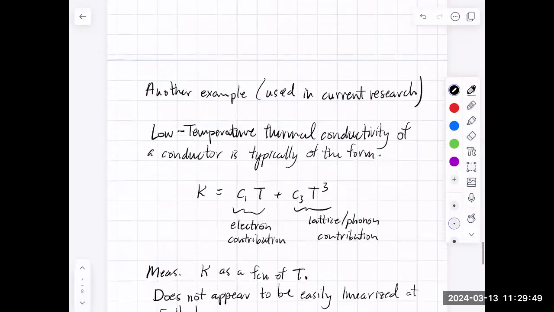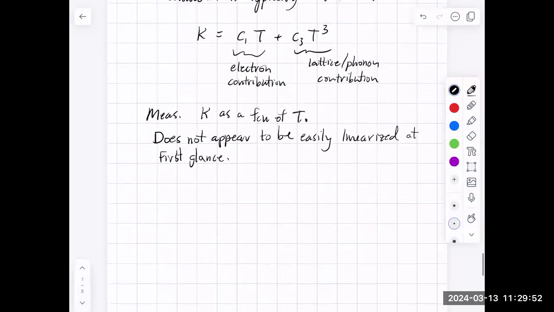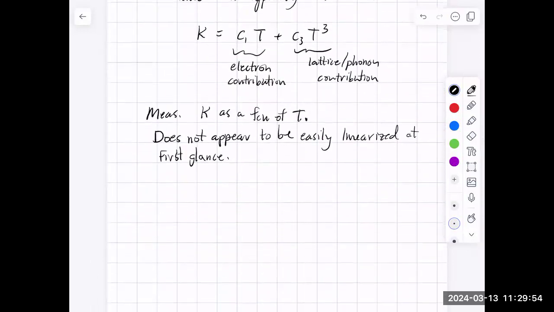Yeah. You do kappa minus one of the terms? Yeah, you could, but let's suppose that we don't know either the C1 or the C3 coefficient. So if we subtracted one of those terms, we wouldn't know what to subtract because we don't know those coefficients.